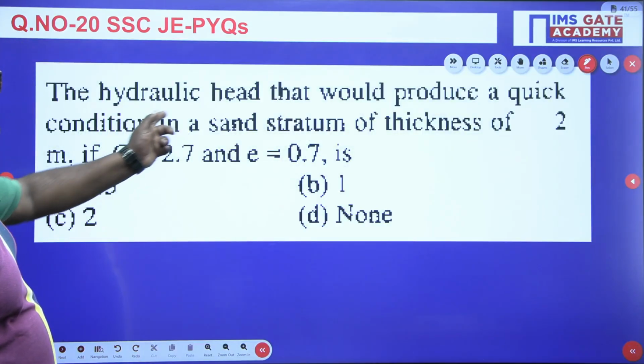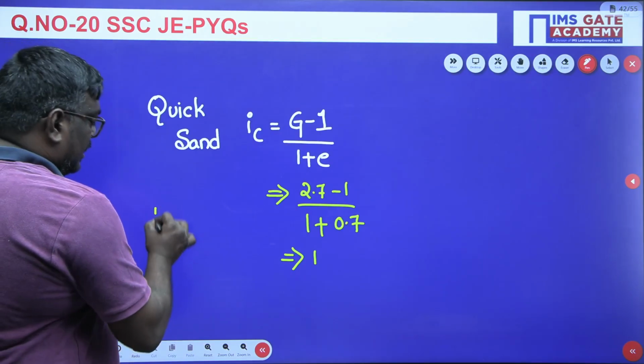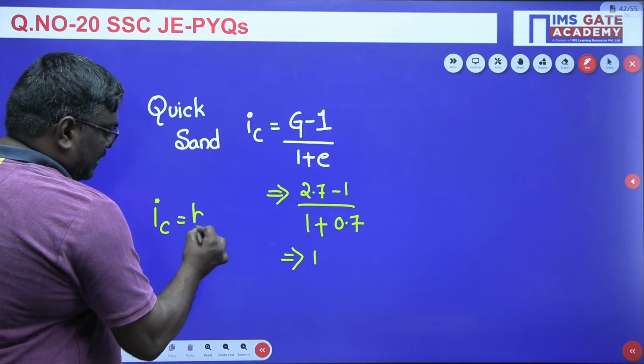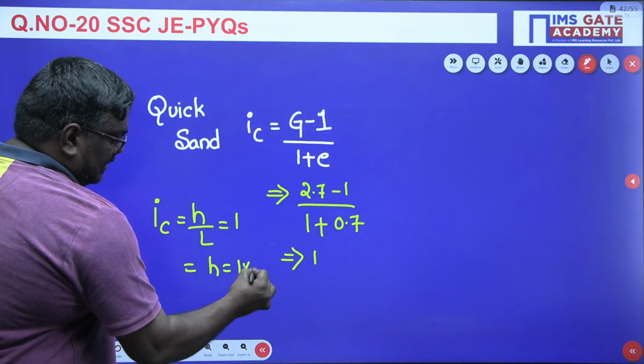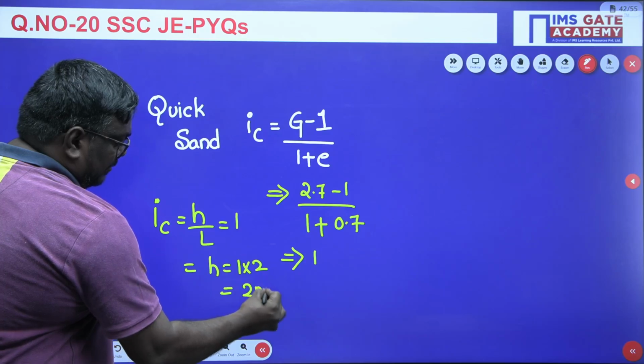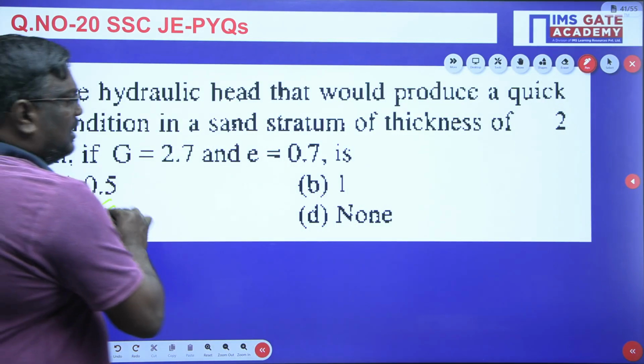So the critical hydraulic gradient will be how much, sir? 1. But he is asking, the thickness is 2 meter, what is the hydraulic head? So critical hydraulic gradient is nothing but head loss by length, which is 1. So length is taken as thickness, 2 meter. So hydraulic head can be taken as 2 meter. So here the answer C, 2 meter, is the right answer.